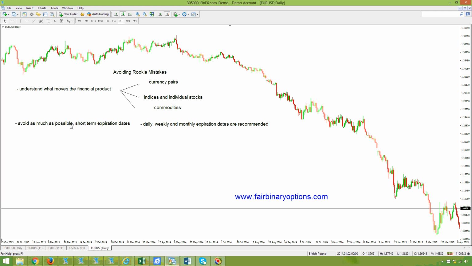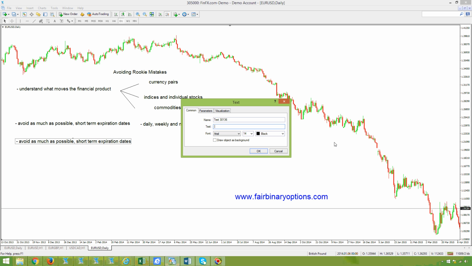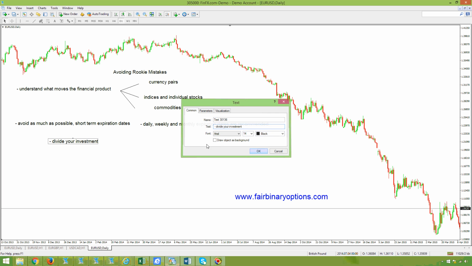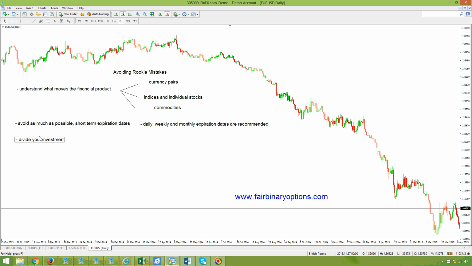Another mistake is not to divide your portfolio or your investment. In other words, it all starts with the size of your trading account. If your trading account, for example, is $1,000 or euros or whatever it is, then it doesn't make any sense to trade one option with $100, because with 10 options you are wiped out. You may be right 10 out of 10, but it will be only out of randomness. You have to spread the risk.